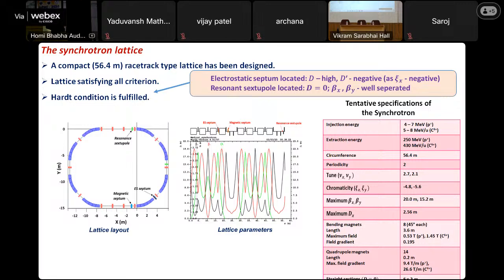This is the schematic of the lattice where resonance sextupole, electrostatic septum and magnetic septum are shown, and the location of these components is such that it satisfies the Hardt condition. The maximum extraction energy is 250 MeV for proton and 430 MeV per unit for carbon. We will be operating at 2.7 and 2.1 tune.